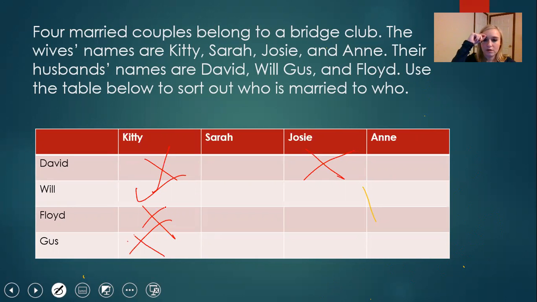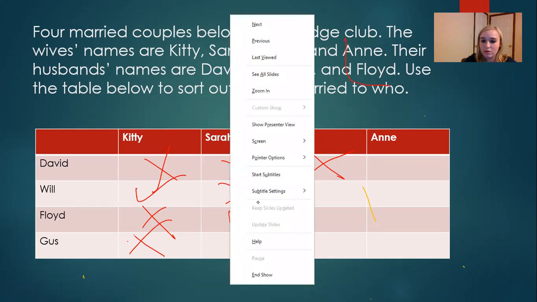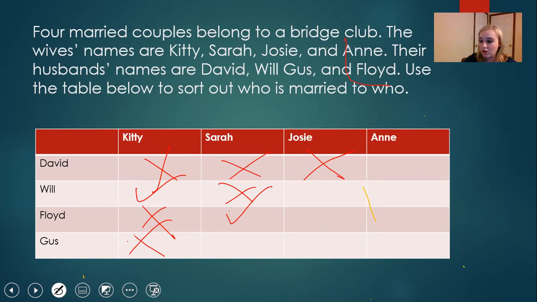So now we know that Floyd is Josie's brother and that he would have to be married to Anne again. And now we know that Sarah is married to Will. And now that Will is married to Sarah, as I said, there's a lot of names that's kind of hard to get, but the key is that we just want to get it. And we know that Gus is married to Josie.